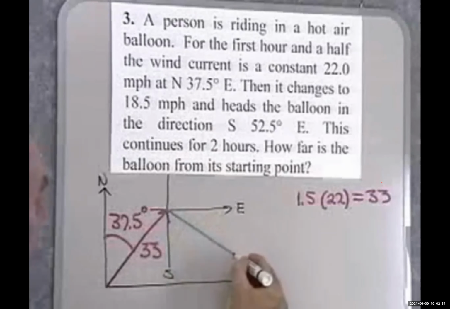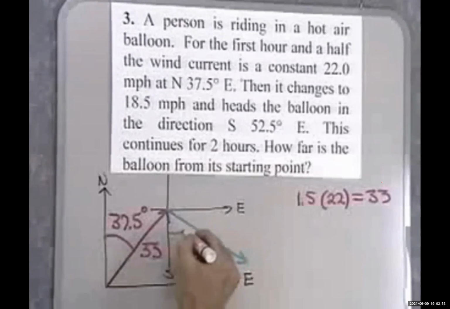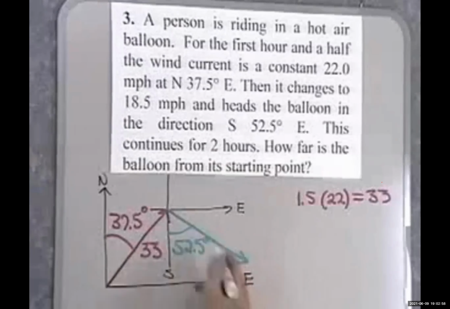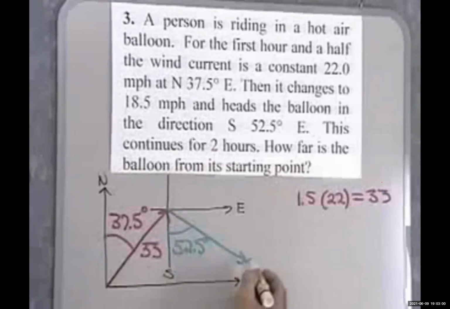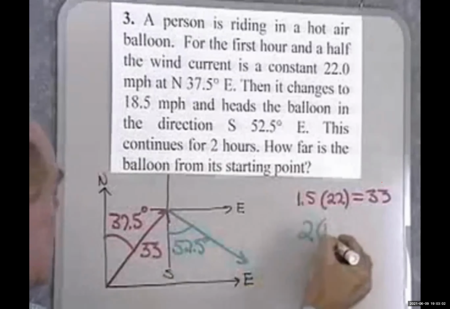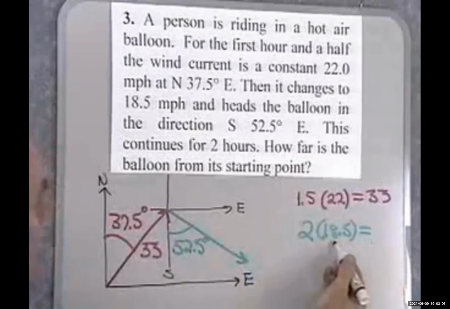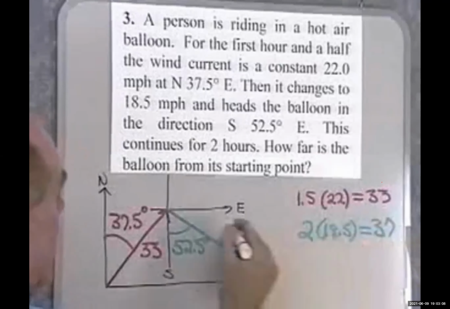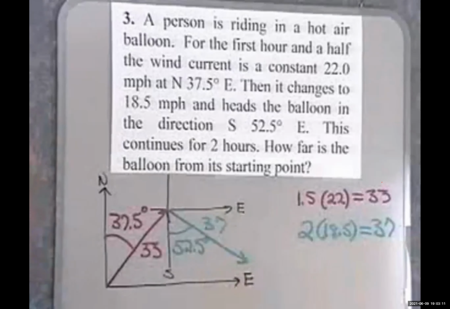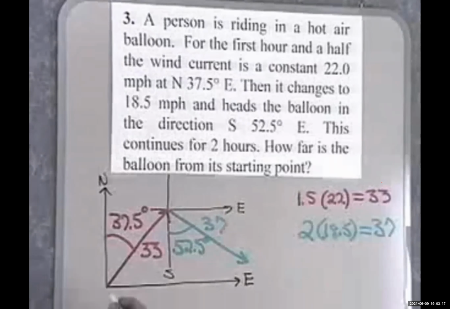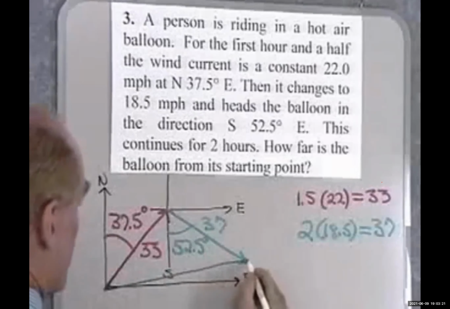So I'll draw that vector in like this, where this is 52.5 degrees. Now it travels at 18.5 miles per hour for 2 hours. So 2 times 18.5, that's going to give me a total of 37 miles. And the question is, how far is the balloon from its starting point? So what I want to find is the distance the balloon is from the starting point here. So I want to find this distance right here.